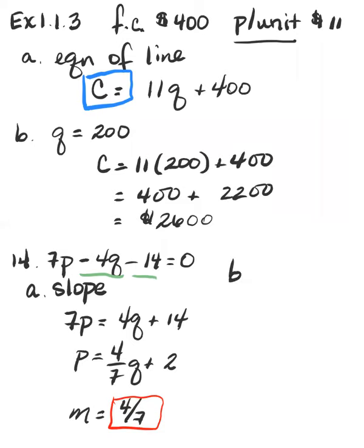B is going to ask for the intercepts. Okay, so one of them is already there for you. Super easy. The P-intercept is already there because we solved for P. So the P-intercept is 0, 2.